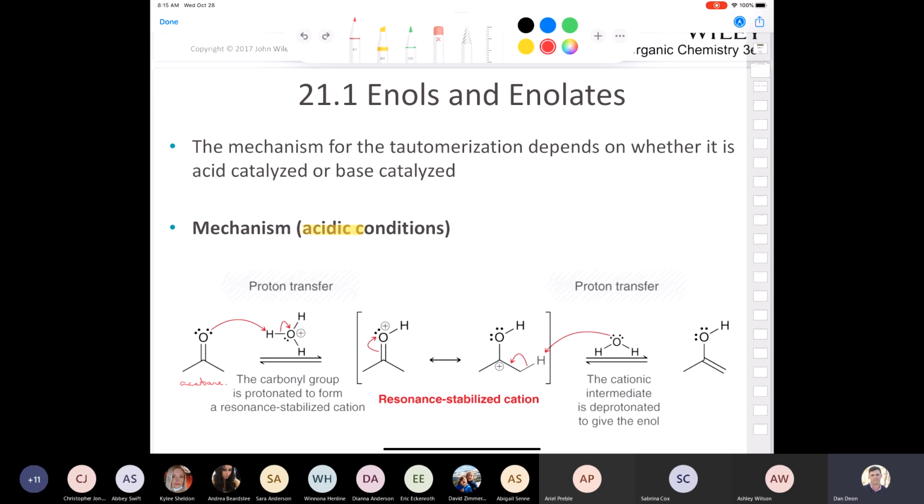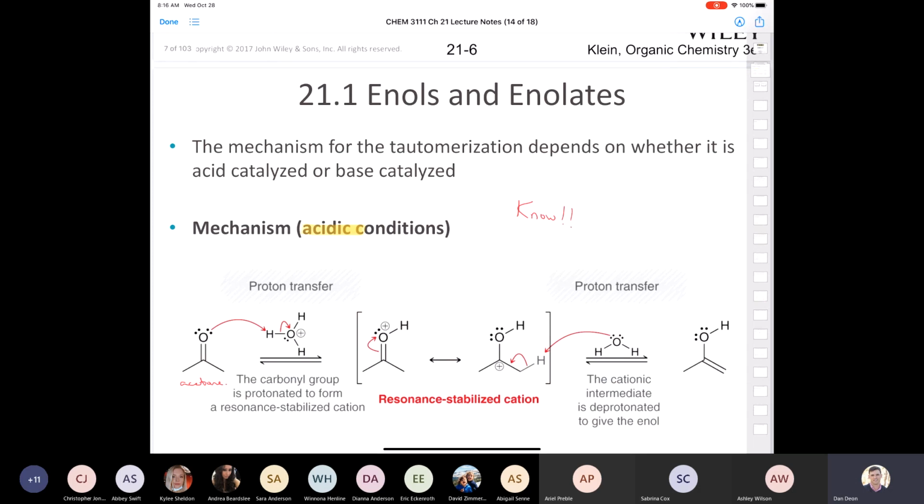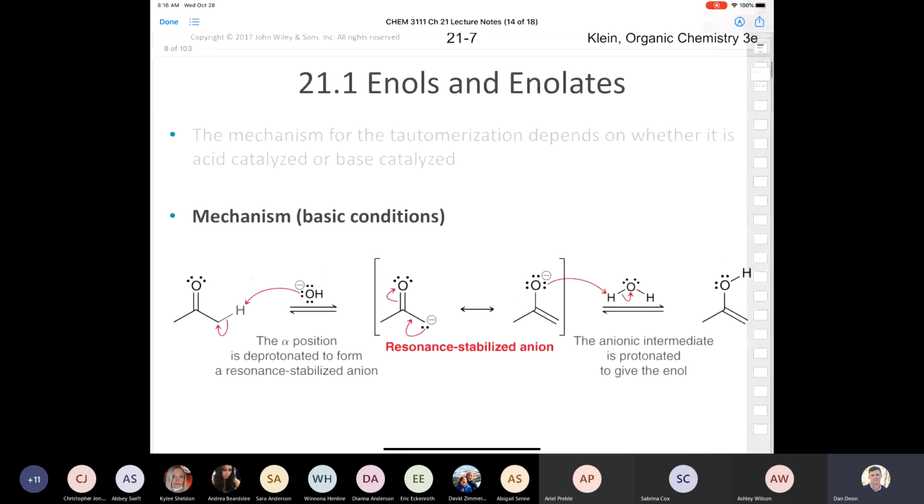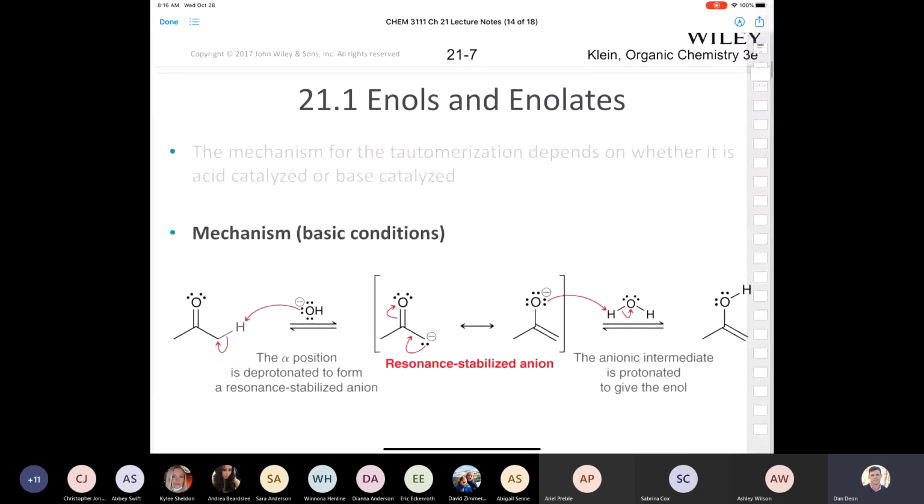You need to know this mechanism, okay? This is a very important mechanism in organic chemistry: tautomerization of a ketone to an enol. And in basic conditions, I bet you could draw this one without me even showing you, right? Because we talked about how the alpha protons are relatively acidic. Now, relative is a term where you'd have to look at the quantitative aspect in terms of the pKa, and we're going to do that soon enough.